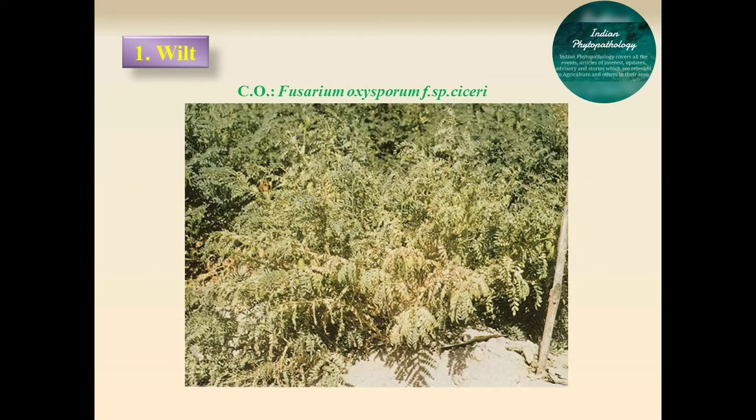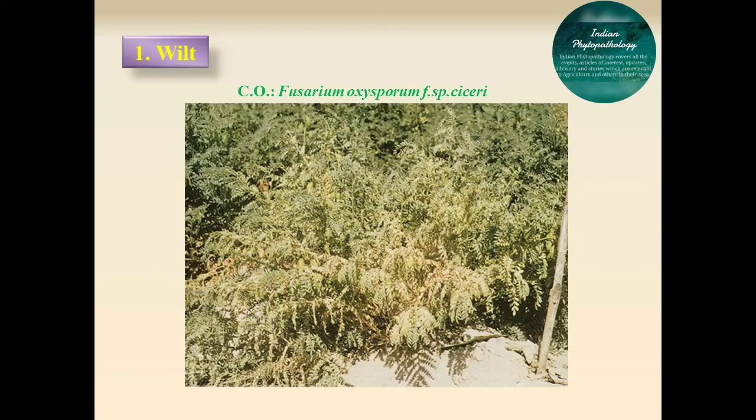Wilt of gram is caused due to Fusarium oxysporum forma specialis ciceri. As you can see the symptoms of this disease in this image, there is complete wilting of seedlings in severe infection of this wilt disease. The disease can affect the crop at any stage of crop growth. The field symptoms of wilt are dead seedlings or adult plants, and it usually occurs in big patches.